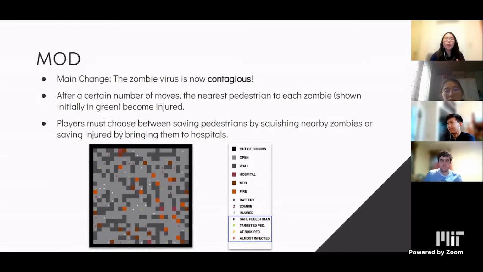However, in our mod, the pedestrian slowly becomes an injured person throughout each wave. So more and more people will become injured as you play the game. Players essentially must choose between saving pedestrians by squishing nearby zombies or saving injured by bringing them to hospitals. Another thing to note is that multiple zombies can target the same pedestrian. So even if you kill off one zombie, you still have to be careful that there isn't another zombie targeting that pedestrian, or else that pedestrian will still turn no matter what. And you also should note that whenever you squish a zombie, you lose energy points. So you have to be careful about what decision you make.